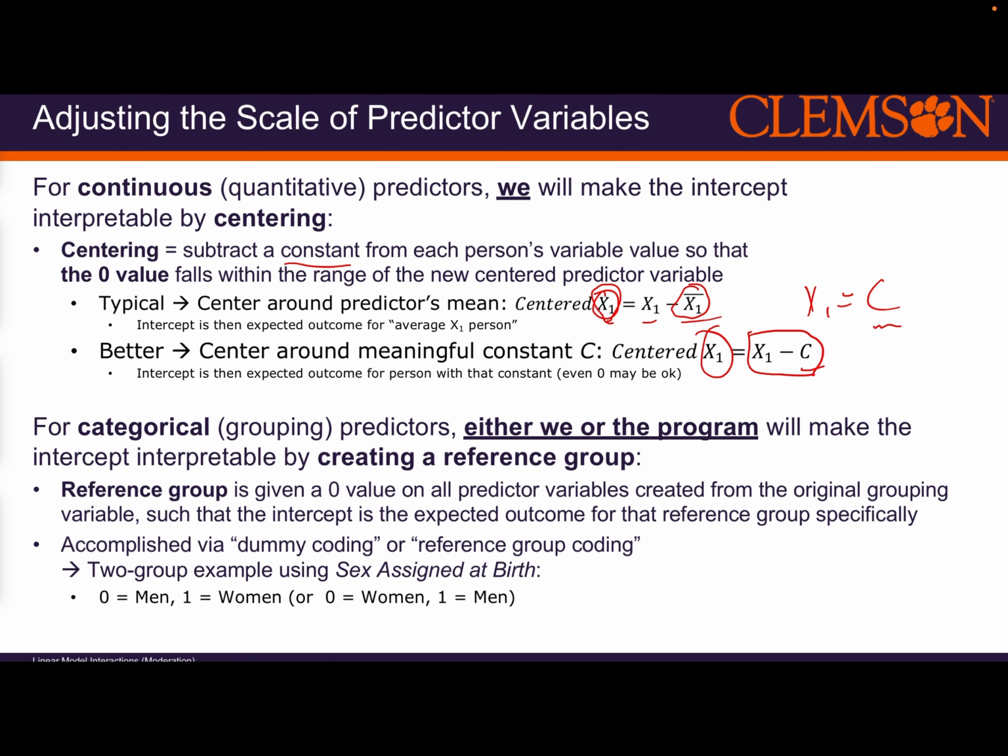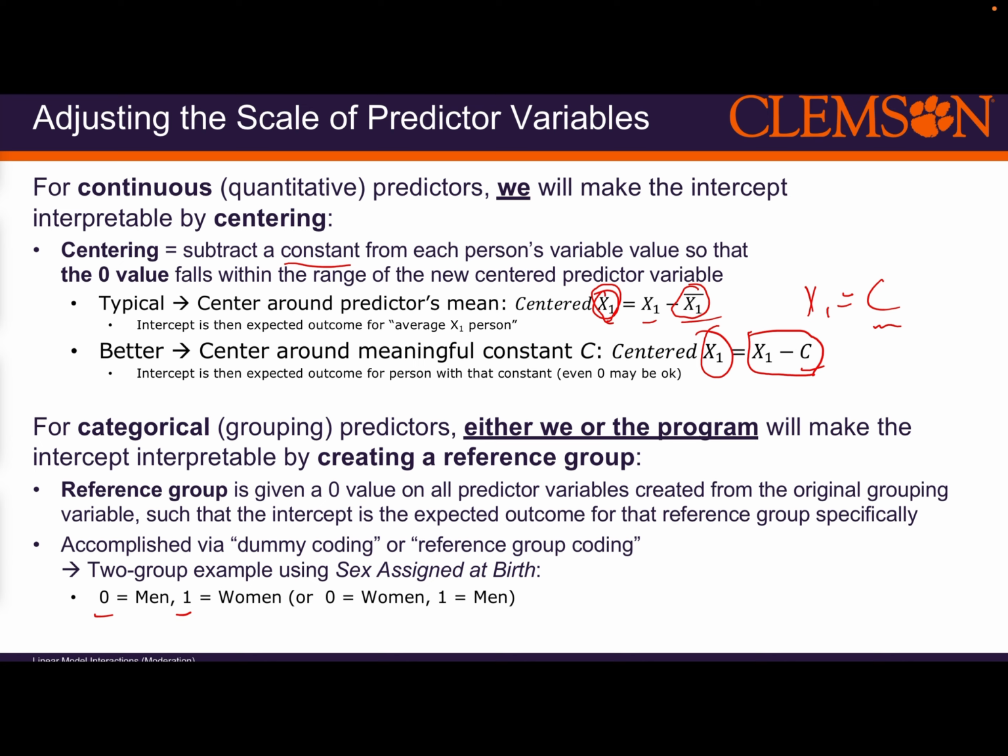We're going to talk about a couple other ones. This is sometimes called reference group coding or potentially dummy coding. The reference group is the group given a 0 value on all predictors created by the original grouping variable, such that the intercept is now the expected outcome, or the mean outcome, for that reference group specifically. So this is accomplished by setting a 0 and a 1, right?